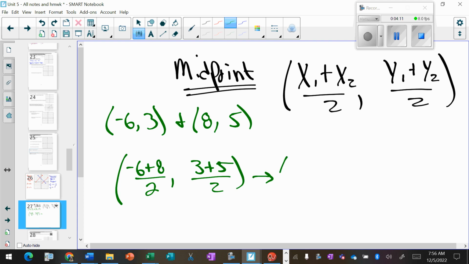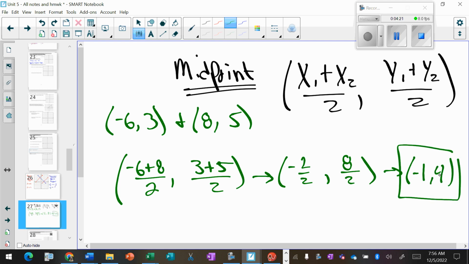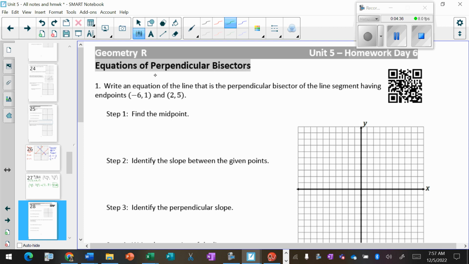Negative 6 plus 8 is negative 2. 3 plus 5 is 8, divided by 2. And then divide it for your final answer. If it doesn't divide evenly, you can leave it as a decimal or as the fraction. It doesn't matter because it's the same value either way. We are going to combine these two concepts, perpendicular lines and midpoint, in order to find the equations of perpendicular bisectors. And please remember, this perpendicular piece is separate from the bisector piece, so we will have to find each of those pieces of information separately.